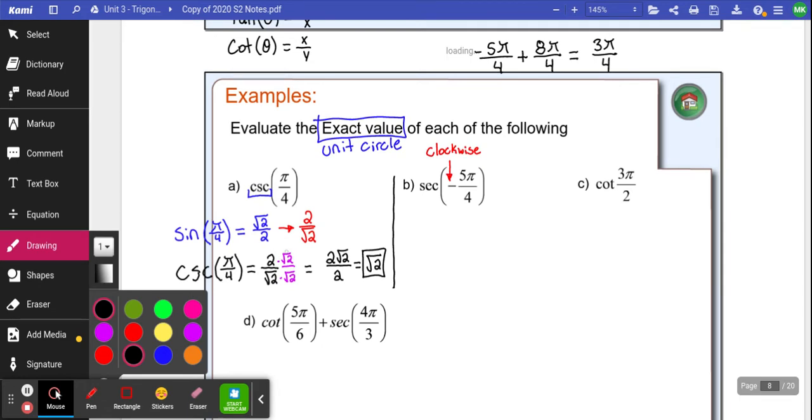Okay, so I know I'm in quadrant 2. Secant is the opposite of, what's secant the opposite of? Cos. Yeah, it's the reciprocal of cos. So you need to find cos at that point. Cos means x value. So you want to find the x value of negative 5 pi over 4. The x value of negative 5 pi over 4 is negative root 2 over 2. Then you reciprocate it so it becomes the secant value.